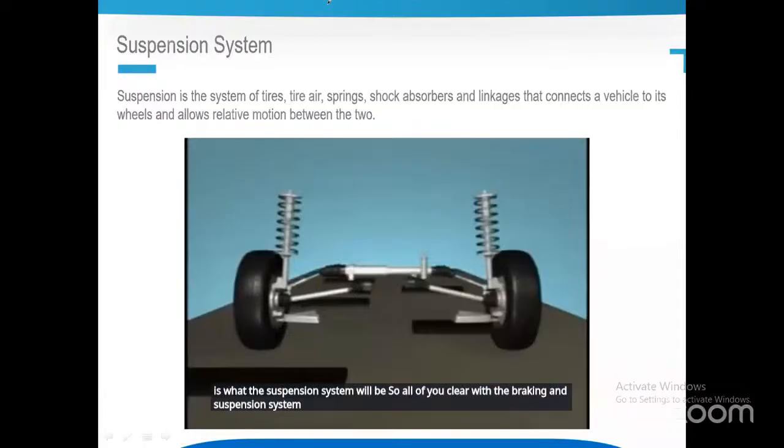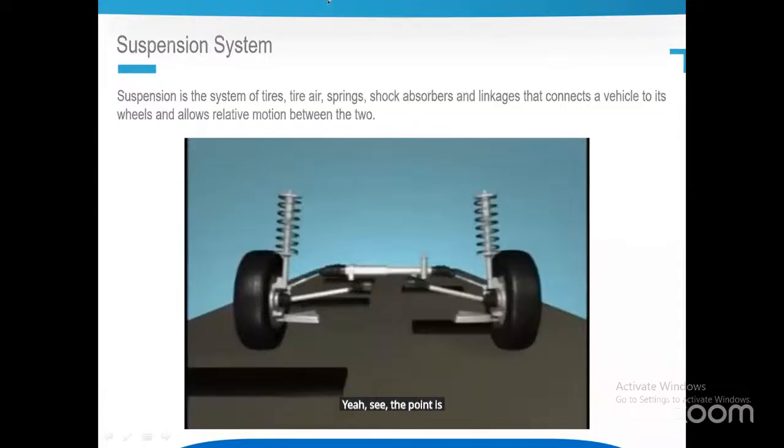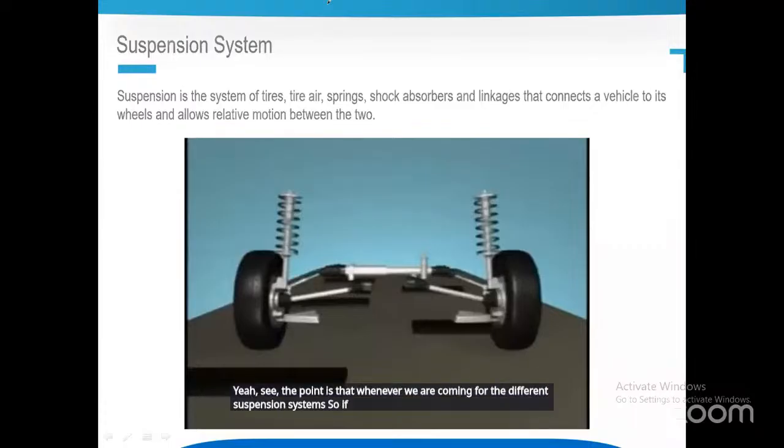Yeah, see, the point is that there are different suspension systems. If it is a very heavily loaded vehicle, we can go for hydraulic or air suspension. In the case of tall vehicles, we can also go for leaf suspension, or we can go for caterpillar suspension. So it depends on the variant, or on the way you are building the vehicle.